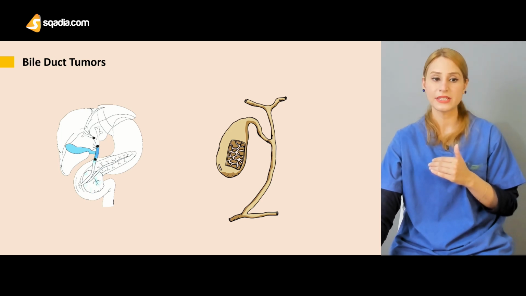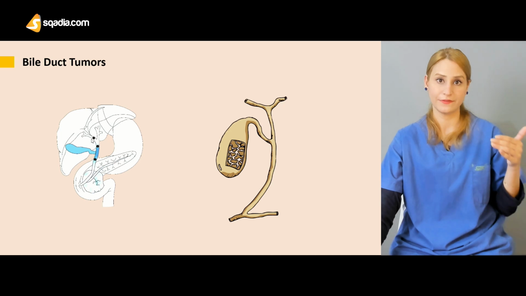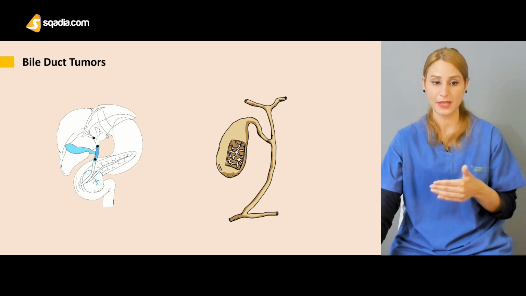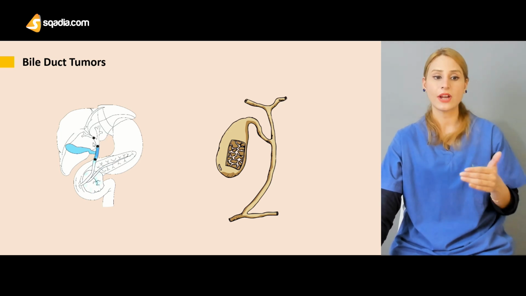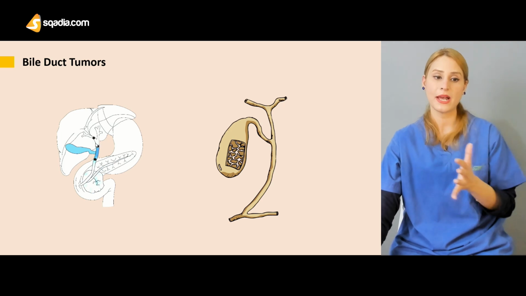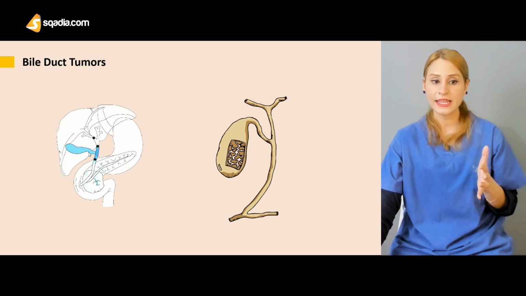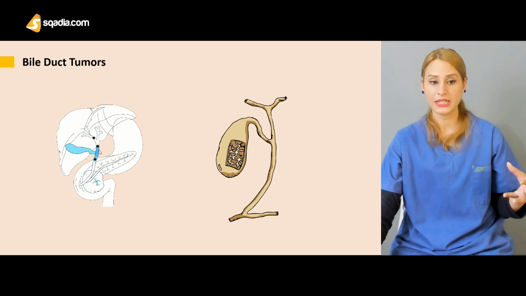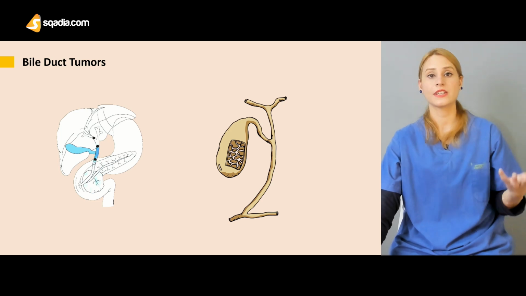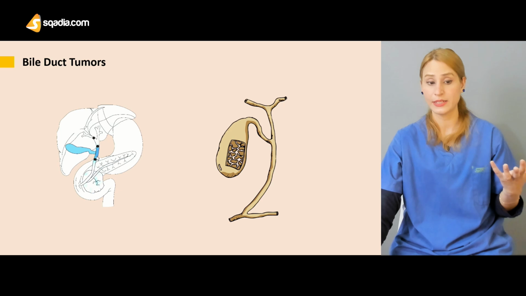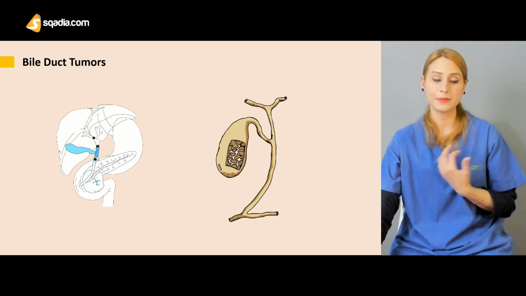This is the extrahepatic biliary channel. When we talk about the intrahepatic biliary channels, these were the right hepatic and left hepatic ducts. The common hepatic duct and the cystic duct combine to form the common bile duct. This is the extrahepatic part of the biliary channel.